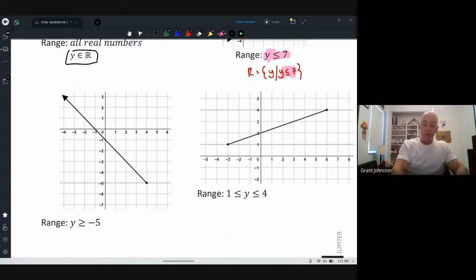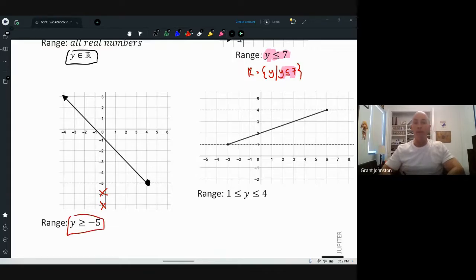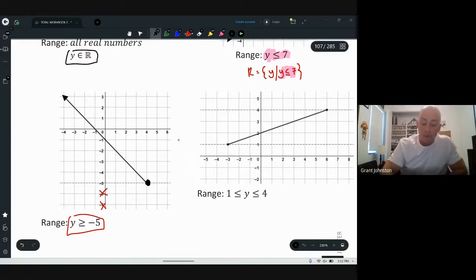This one here has an endpoint too. It's never going to go below -5 in our y. So that's why it says y is greater than or equal to -5. It's only at -5 and up. This one has a couple endpoints, here and here.